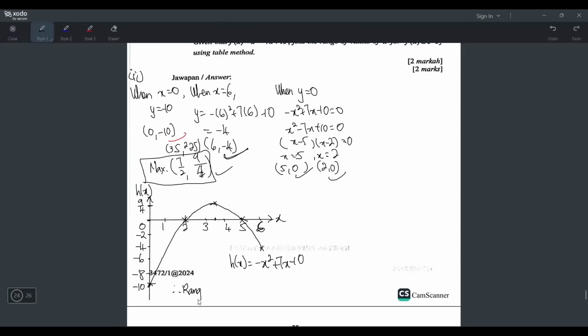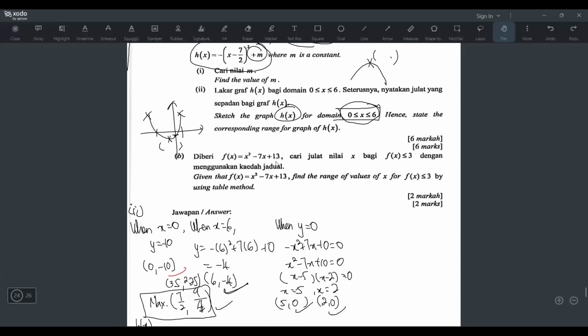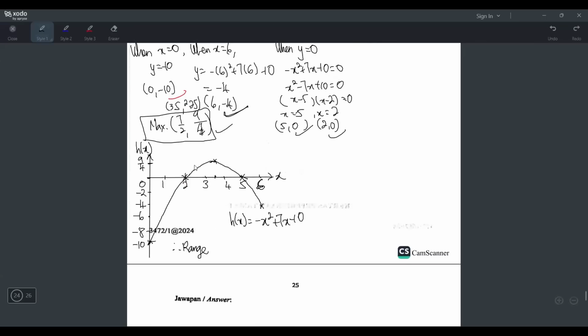So the range, okay, what's the range? Do you remember just now they gave us the domain 0 until 6? This is actually the range, but this is the range for the x-axis. Now they're asking for the range for the y-axis. So for the range for the x-axis, you look at the first point's x coordinate and the last point's x coordinate, which is 0 until 6.